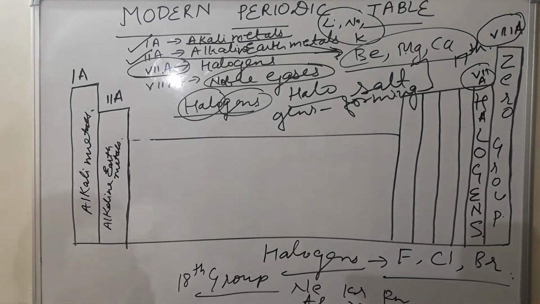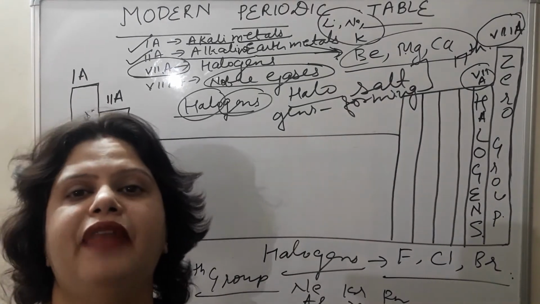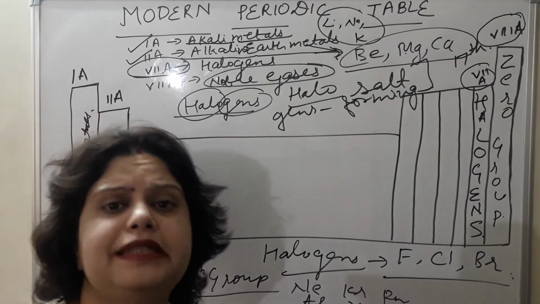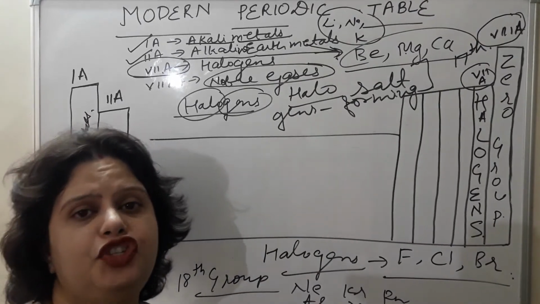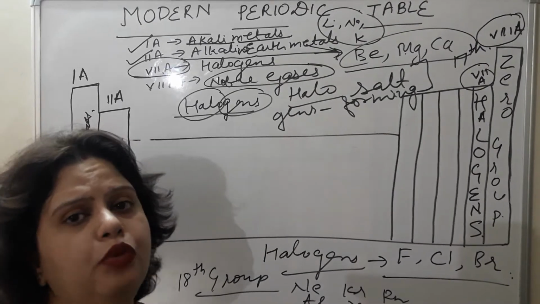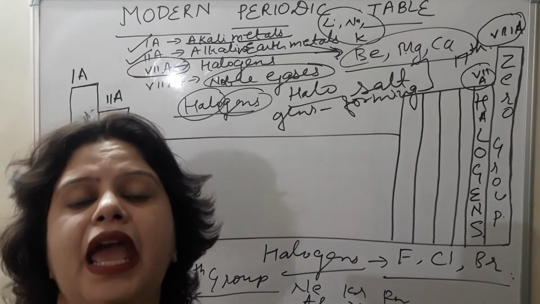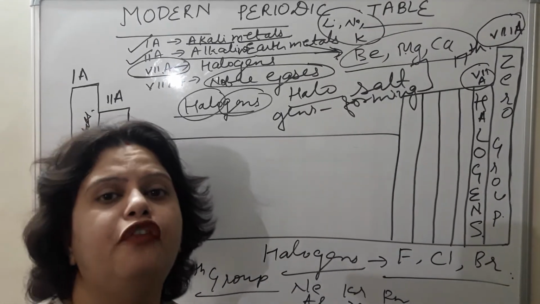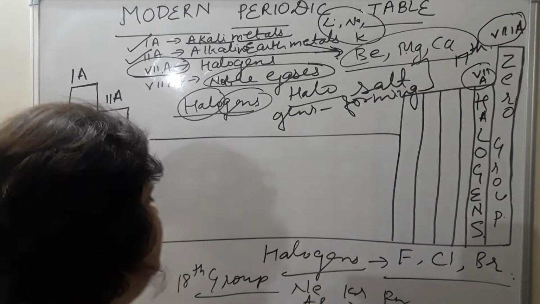Now I would like to discuss one important feature, that is atomic radius. What is atomic radius and how does it change across the period and down the group in the modern periodic table, and how can we relate the concept of reactivity with atomic radius? So see here.